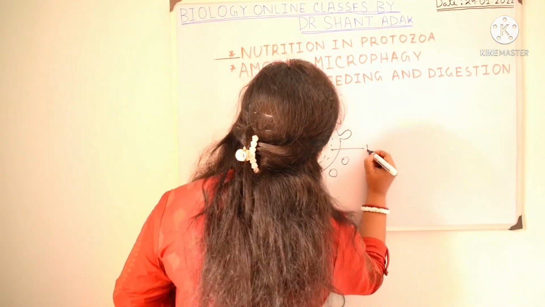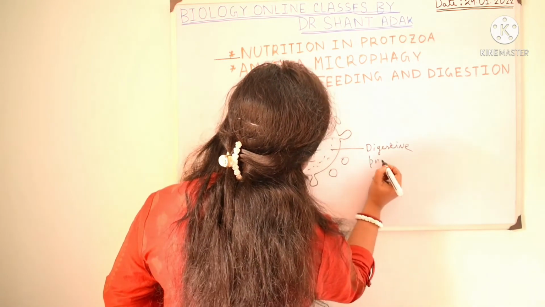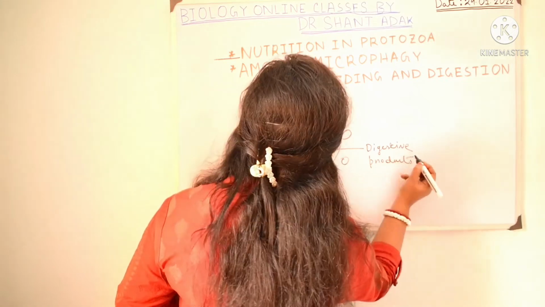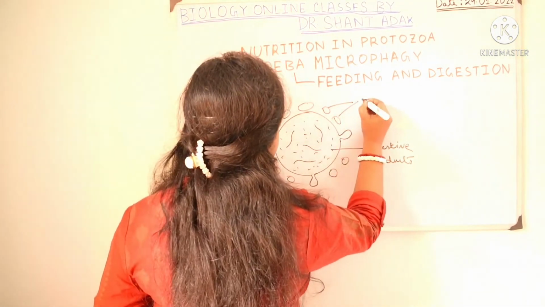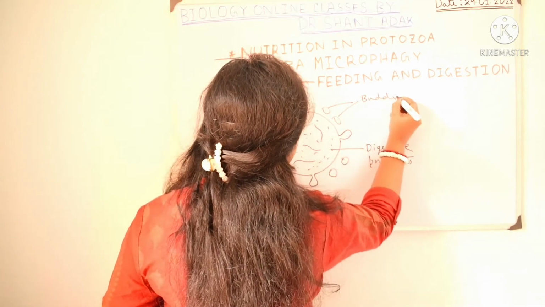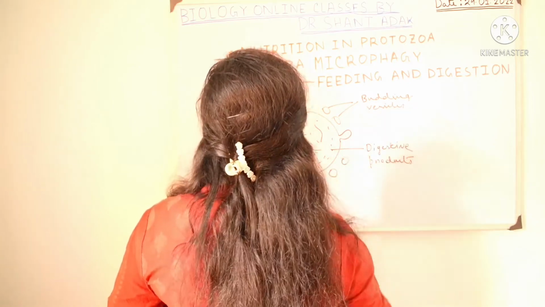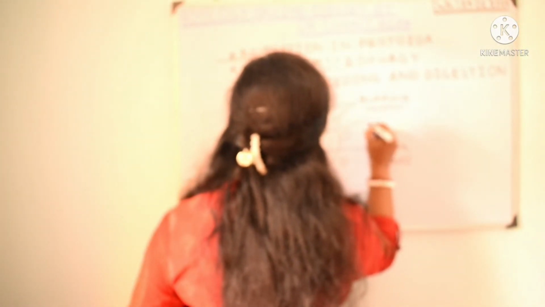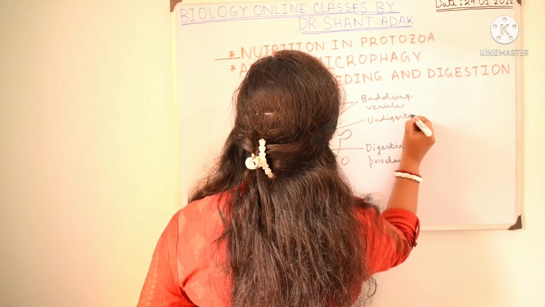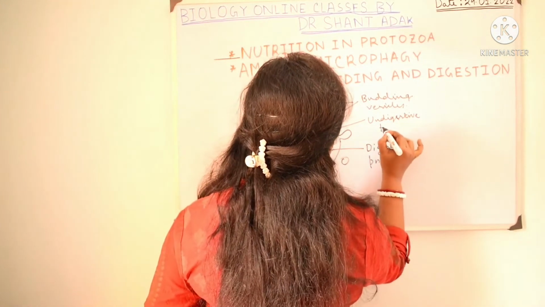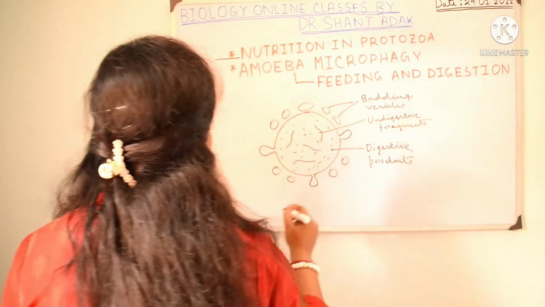These are digestive products. These are budding vesicles. These are undigested products, undigested fragments.